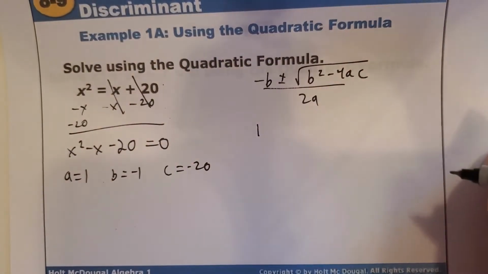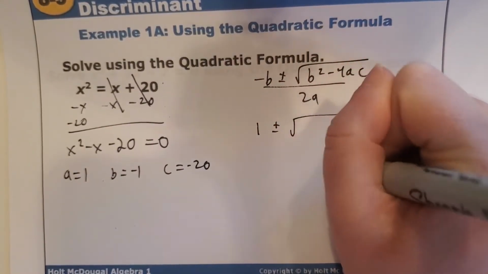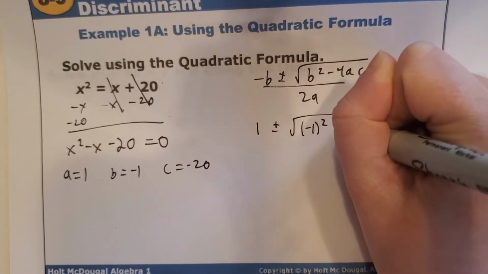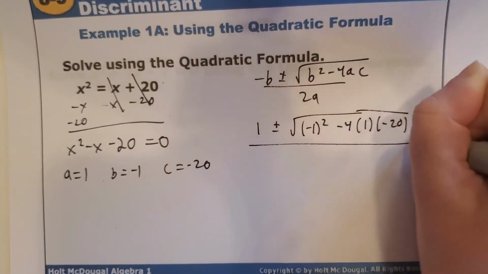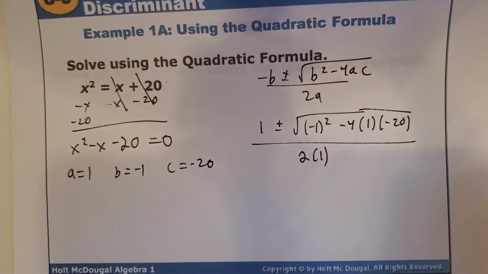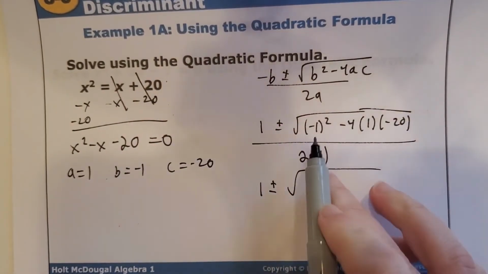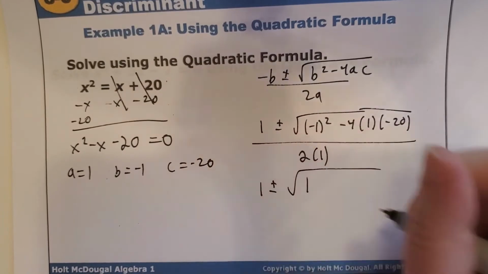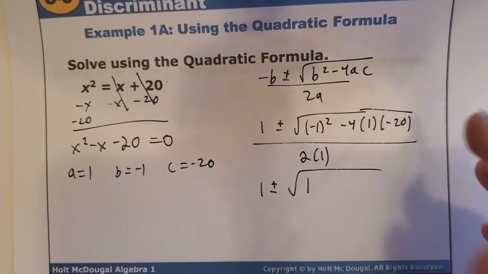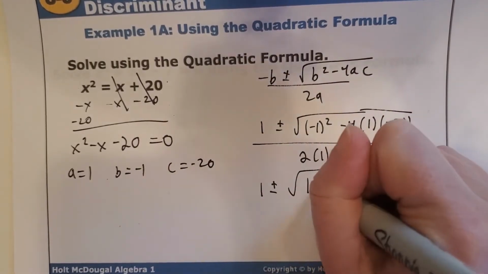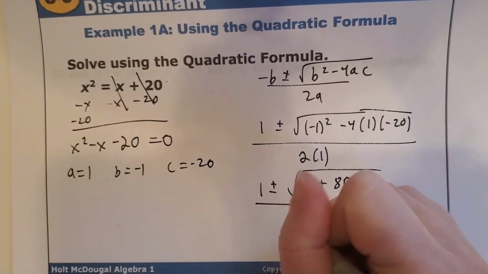So negative B. Negative 1 is positive 1 plus or minus the square root of negative 1 squared minus 4 times 1 times negative 20, all over 2 times 1. So 1 plus or minus the square root of negative 1 squared is 1. Negative 4 times 1 is negative 4, times negative 20 is again 80. But because we have a negative times a negative, this is positive 80. All over 2 times 1, which is 2.